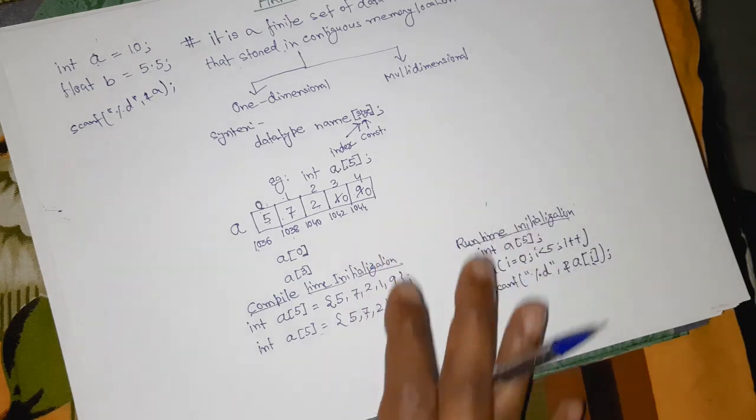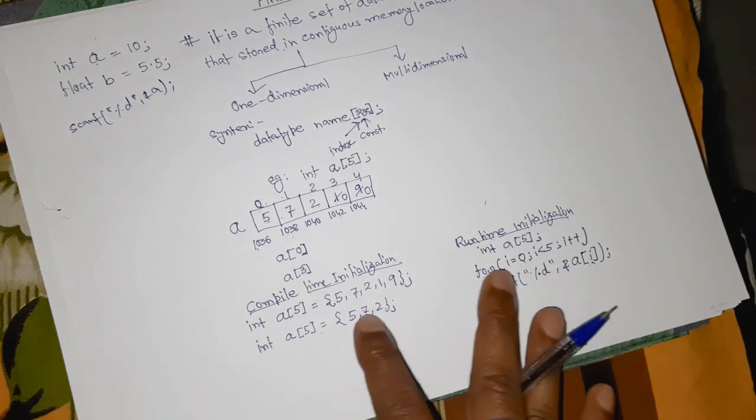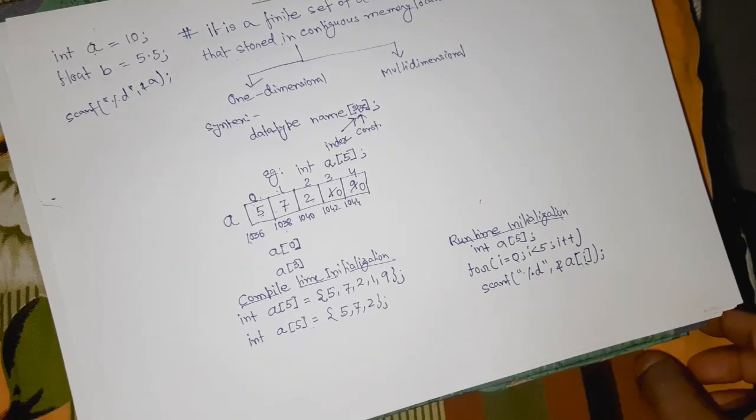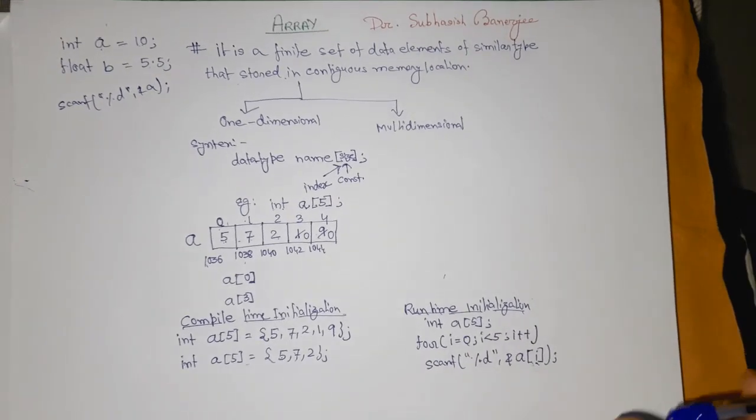Hope the one dimensional array is clear, and we have already gone through a few lectures on one dimensional arrays earlier, as well as some examples. So let's go for the two dimensional array.